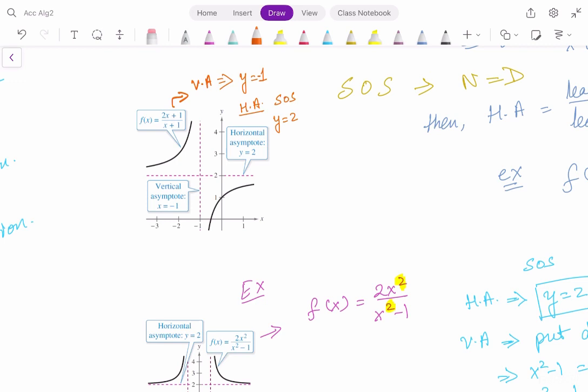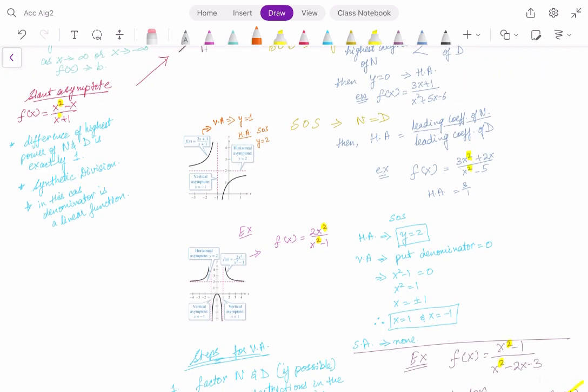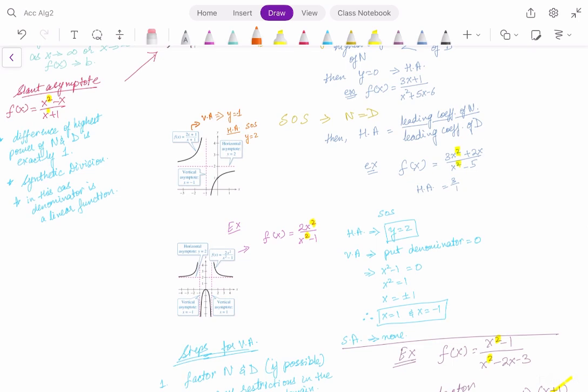Right? So just practice these questions and practice these steps. Remember, we will not have a slant asymptote in each and every problem. We can use BOT, BOB, and SOS for horizontal asymptotes. And I will see you in the next video.